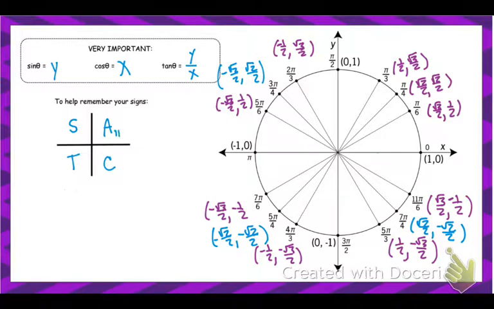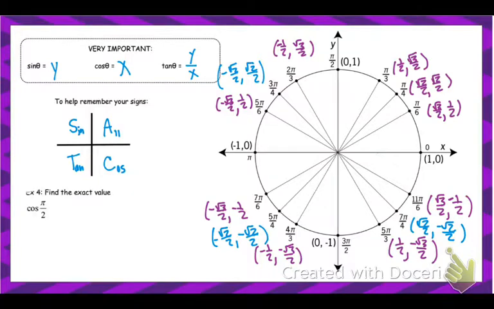All stands for all. All of your trig functions are positive in the first quadrant. S stands for sine. In the second quadrant, sine and its reciprocal, cosecant, are the only functions that are positive. In the third quadrant, tangent and its reciprocal are the only trig functions that are positive. And in the fourth quadrant, cosine and its reciprocal are the only trig functions that are positive. So that's just a little thing you can use to help you remember your positives and your negatives. But again, you don't have to learn it that way. You can just think, if I plot a point here, what's positive and negative between your x's and your y's?